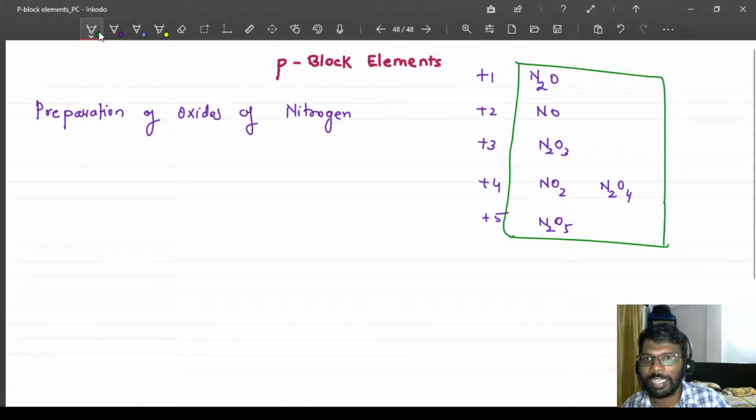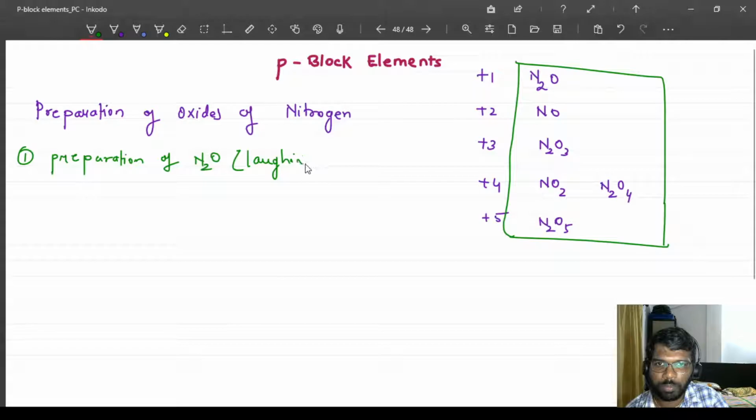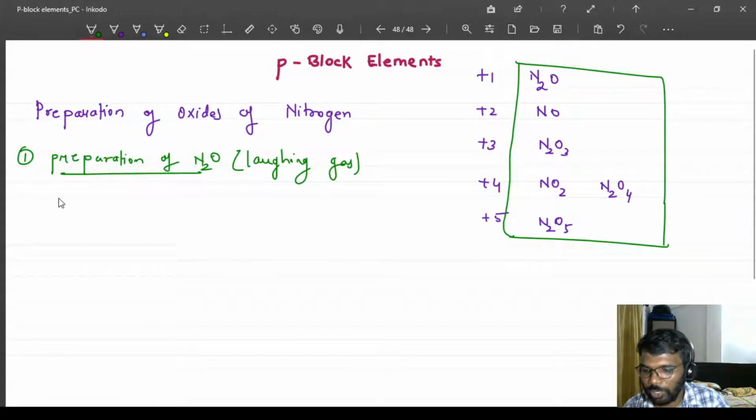So first I will take into consideration the preparation of N2O, this oxide. This is also called laughing gas. The other name for this gas is laughing gas. And how is it prepared? Let's say I am using ammonium nitrate. First I will write ammonium nitrate, NH4NO3.